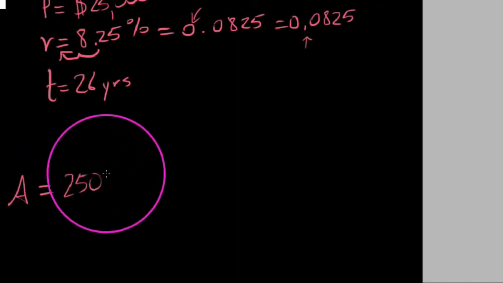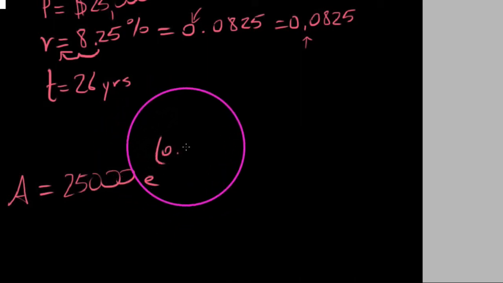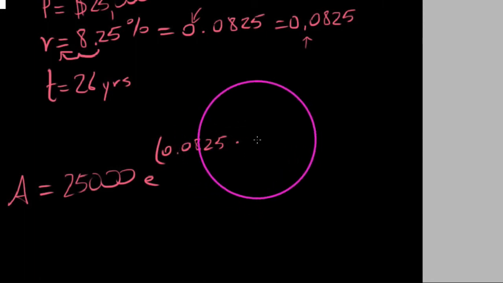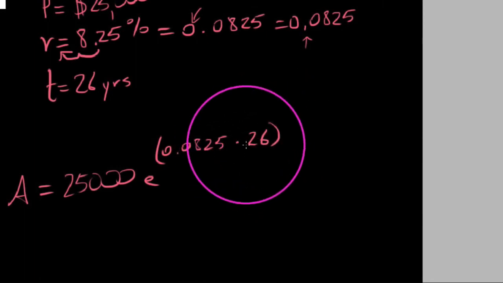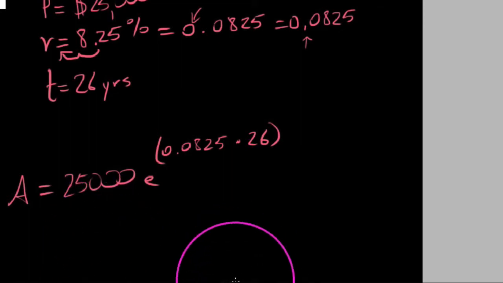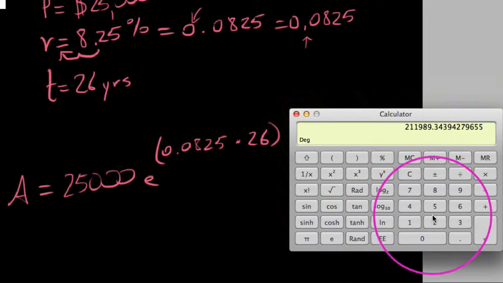So $25,000 times e to the rate times time. So we say 0.0825 times, in parentheses, now we say 26 years. So putting this into the calculator, we'll get this out one last time. All we have to do is type this in to find the amount.